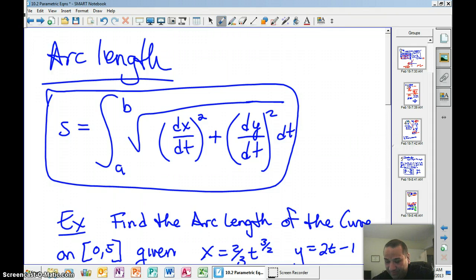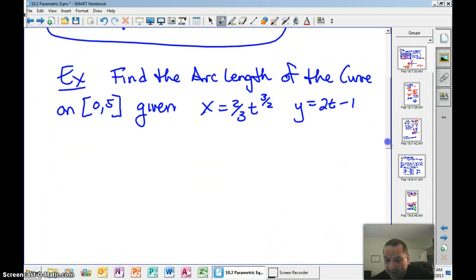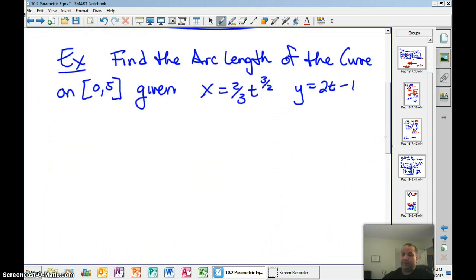Let's try another one. Arc length. All right, arc length looks like that. It's the derivative with x respect to t squared plus the derivative with y respect to t squared. Add them up under square root from a to b. So I think we got one here. I made an example here. I said find the arc length of the curve.